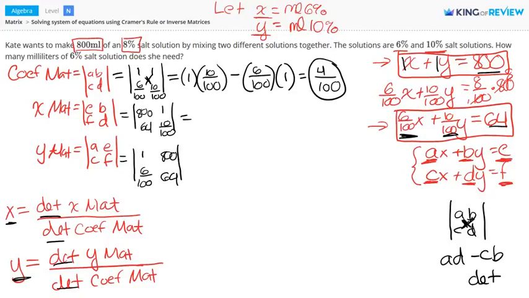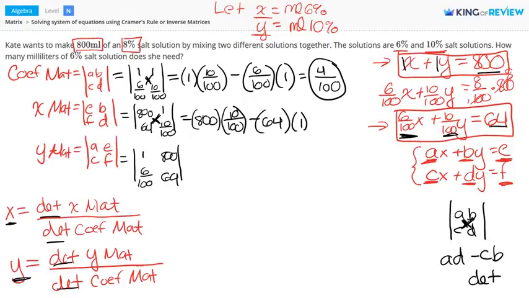Now let's work on the determinant of the x matrix. Well, we take the main diagonal, so we have 800 times 10 over 100. And we subtract the product of the entries on the other diagonal. So 64 and 1. So 800 times 10 over 100 minus 64 times 1. And when you work this out, you get 16.